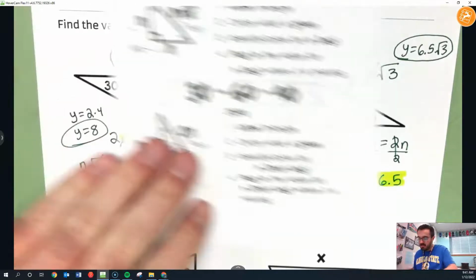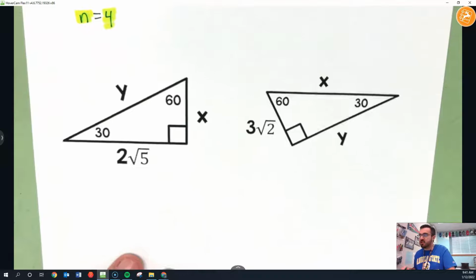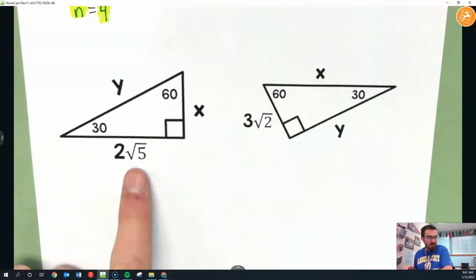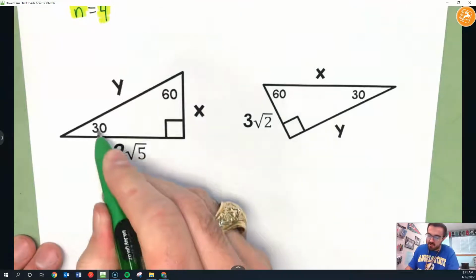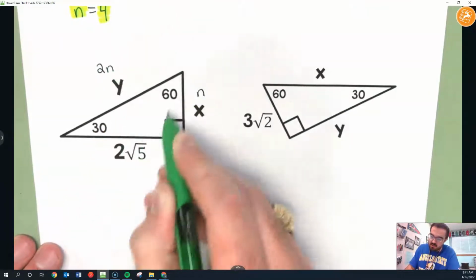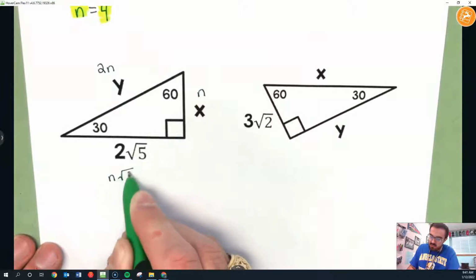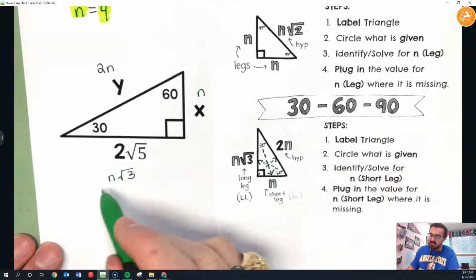All right, let's keep going. Let's take a look at this problem. Hopefully, guys, this is starting to click for you. This one's probably the hardest one of them all, so don't be discouraged if this one's kind of tricky for you. But we're going to do it. So 30 degrees, this would be n. 90, this would be 2n. 60 would be n root 3. Now, which one do we know about? We circle what is given. This is what's given.